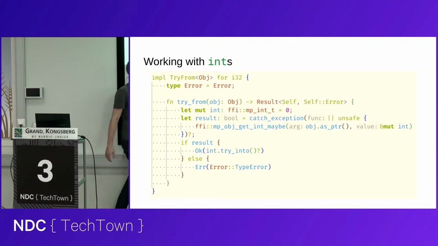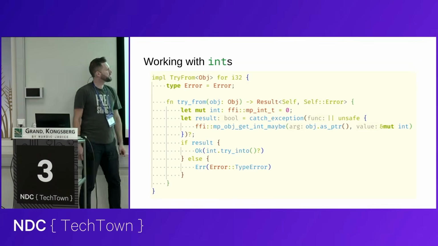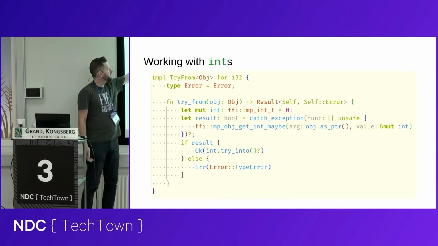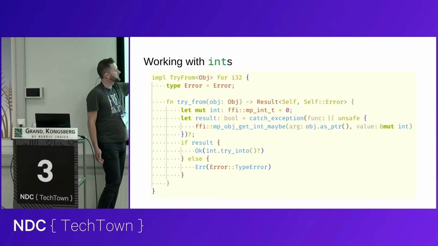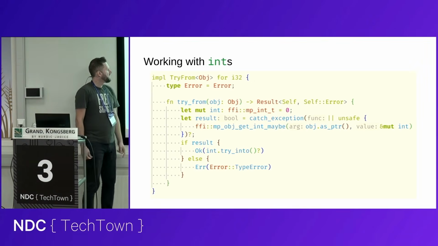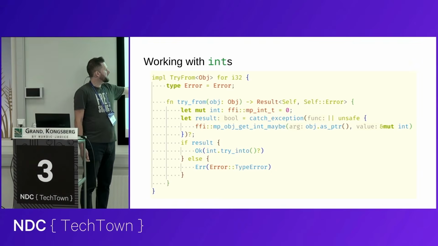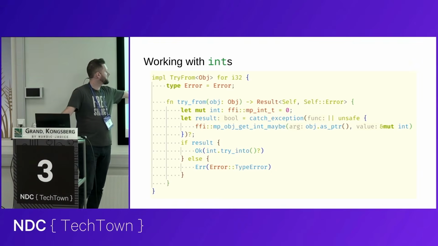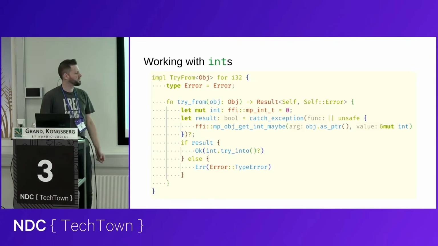There's a catch exception function. I will talk about it later. Let's put a pin in it for now. Otherwise, it's pretty straightforward. I make a result, call an unsafe function from the C API. If I got something, I return an OK. Otherwise, I return an error. Because the failure that could have happened here is that I'm trying to get an int from something that's not an int, so it's a type error.